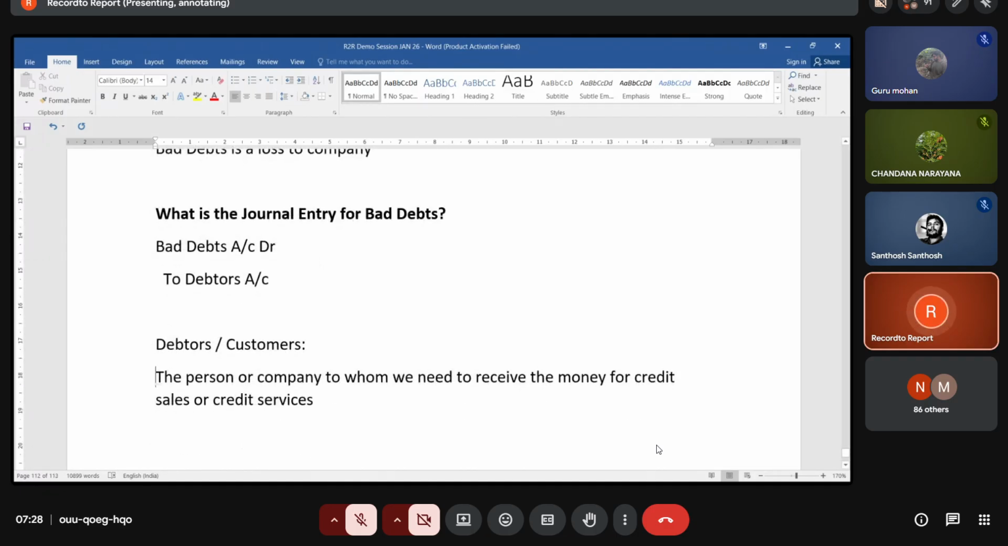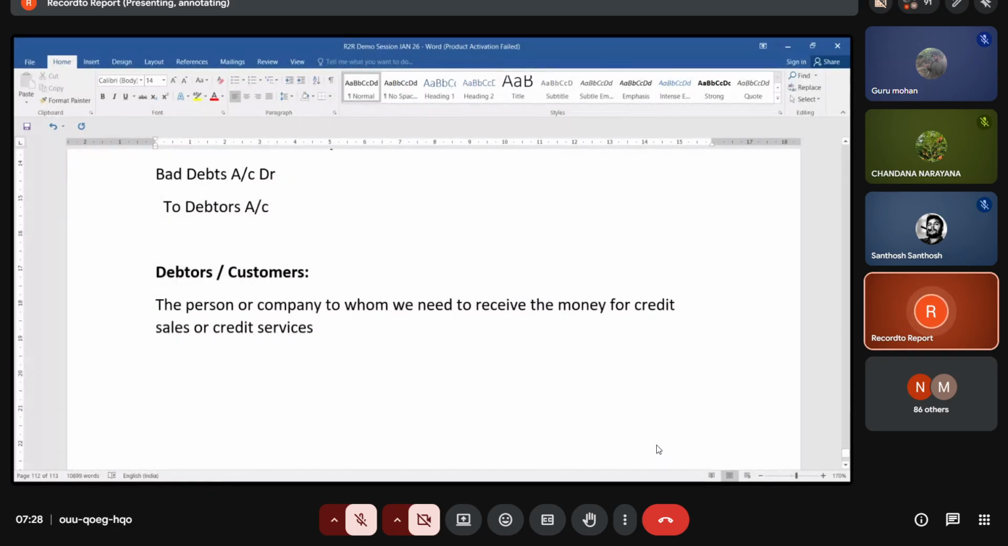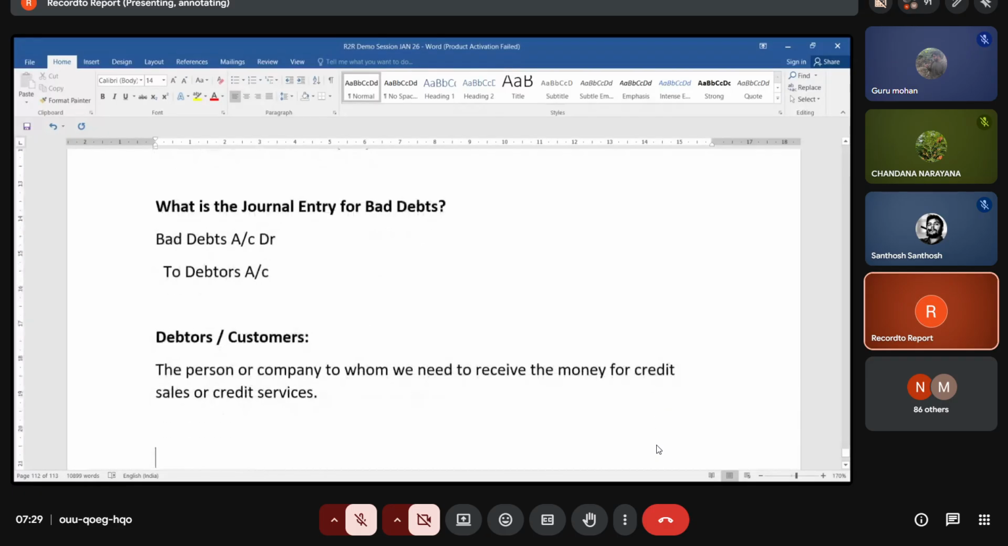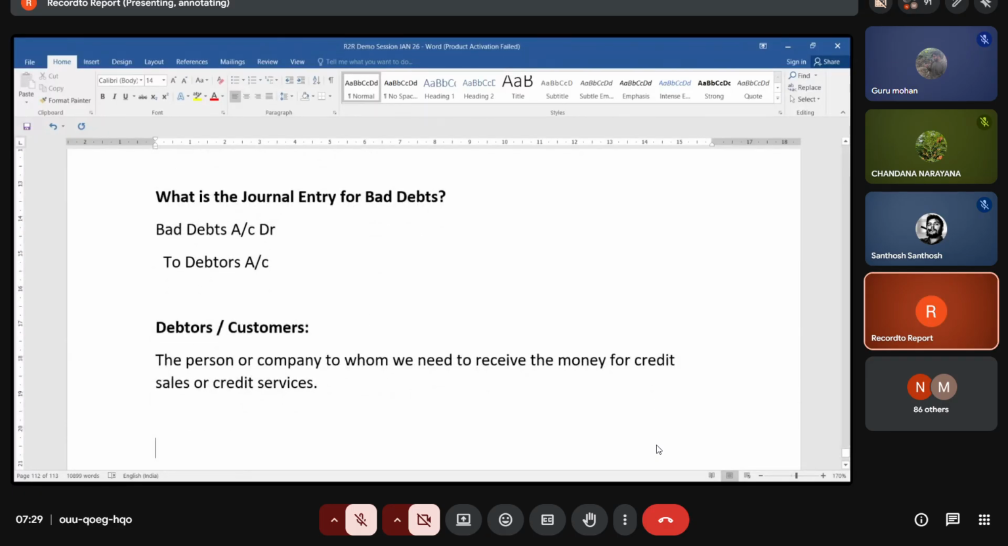So if any amount is not recoverable, that money will be called bad debts. Bad debts is nothing but unrecoverable debts from the debtors. So bad debts is a loss to the company, guys.